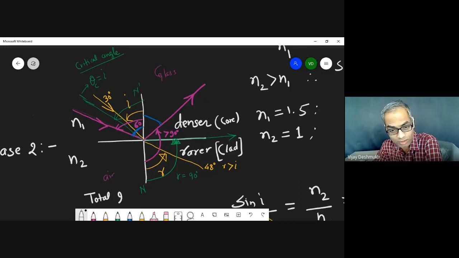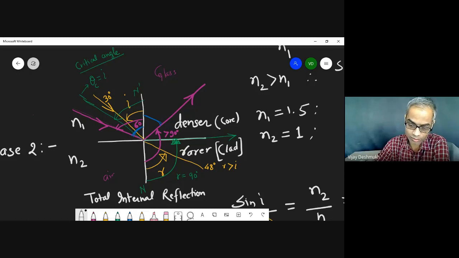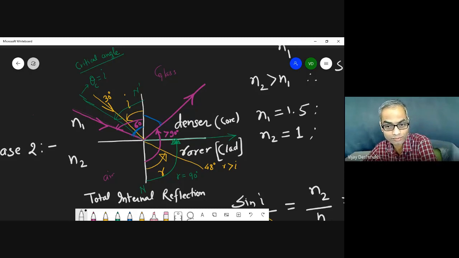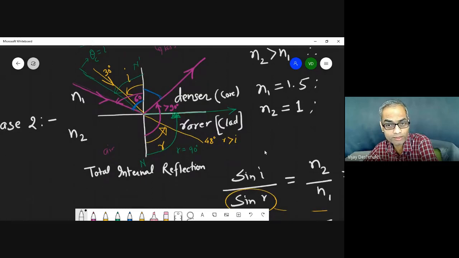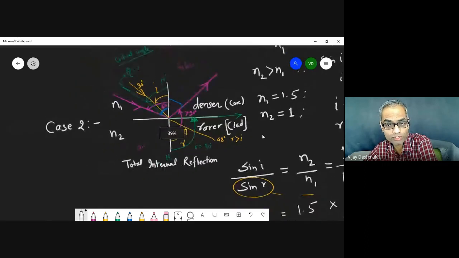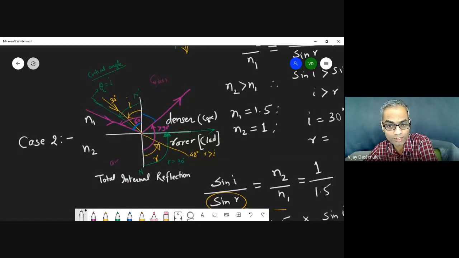This is typically called total internal reflection. But basically it is refraction. So are you getting this point? Suppose we use two mediums, one is denser and the other is rarer. Remember that light is now traveling from the denser medium to the rarer medium. And therefore at a certain angle or above a certain angle, we get total internal reflection.